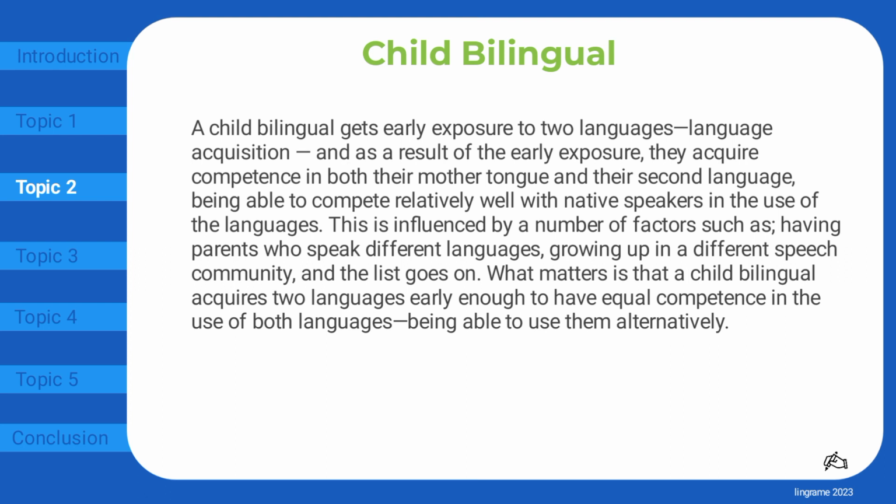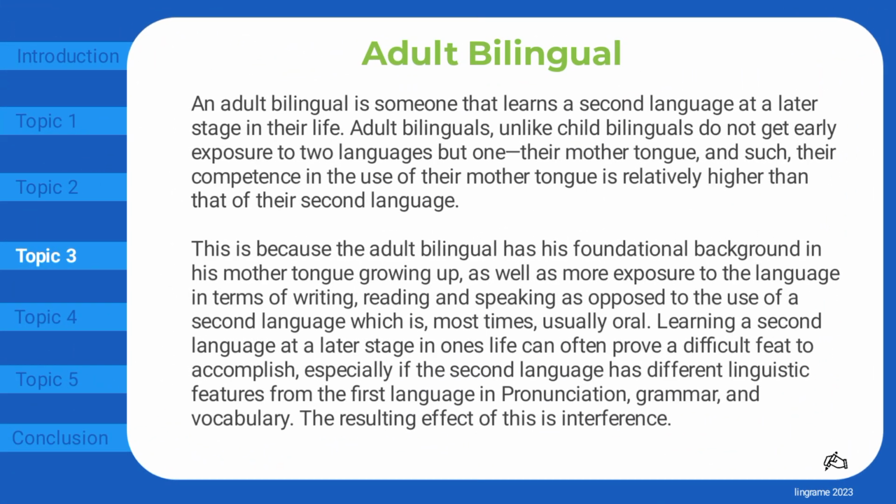This is influenced by a number of factors such as having parents who speak different languages, growing up in a different speech community, and the list goes on. What matters is that a child bilingual acquires two languages early enough to have equal competence in the use of both languages, being able to use them alternatively. An adult bilingual is someone that learns a second language at a later stage in their life.